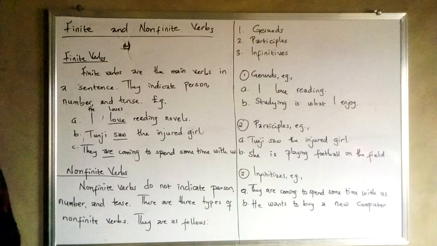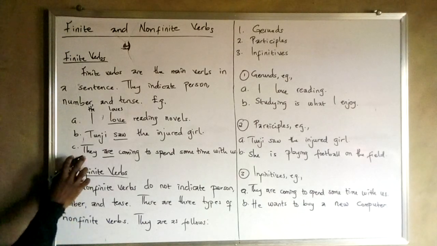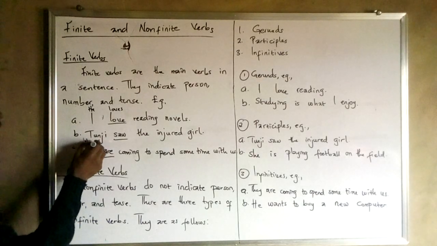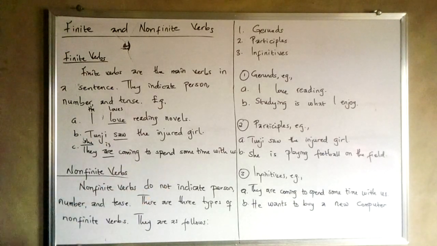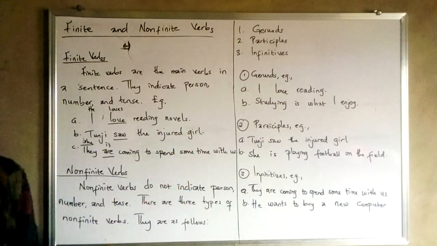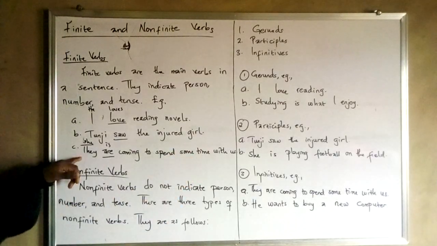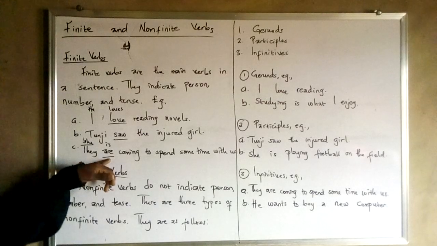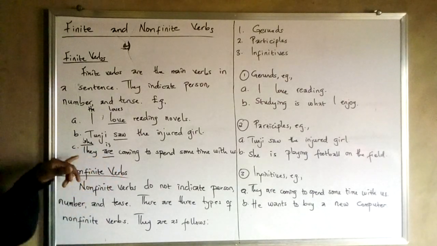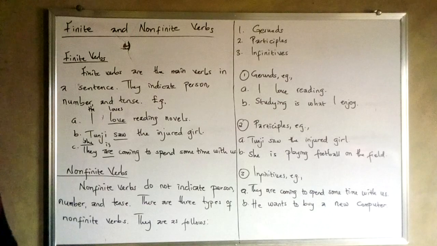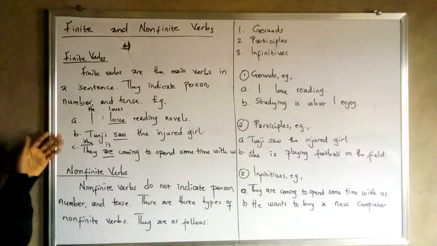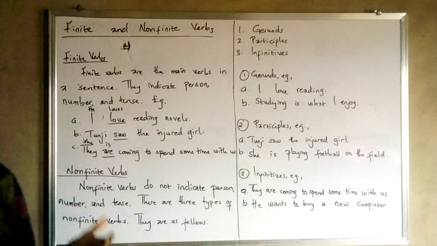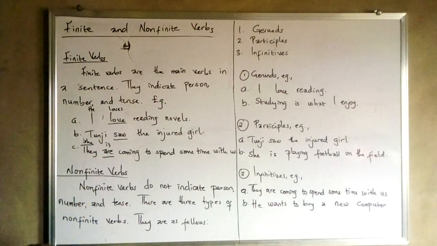They are. If I were to change this they to she, this verb is definitely going to change to what? Is. She is coming to spend some time with us. The they here is a plural entity, a pronoun, and the are here is also a verb agreeing with what? With the number of the subject. Just like here, she, is. The she here is a singular entity, and the is here is agreeing with the subject. She is coming to spend some time with us.